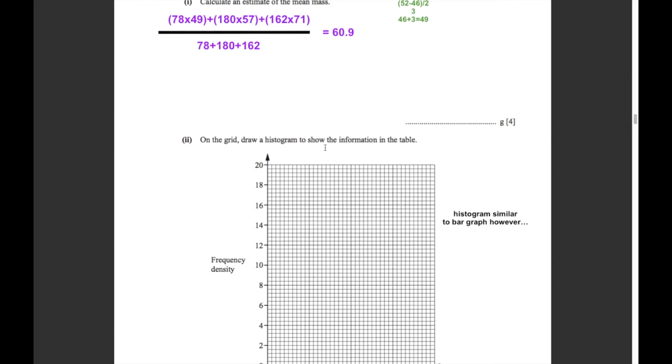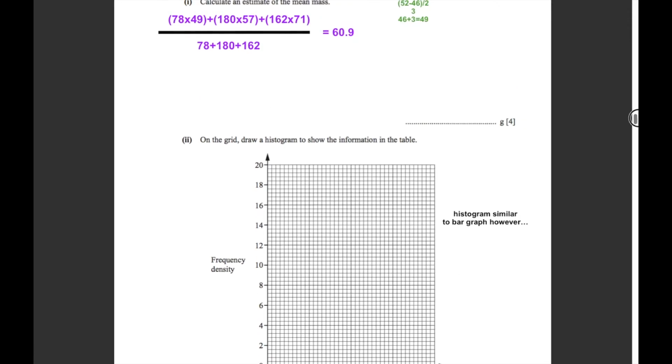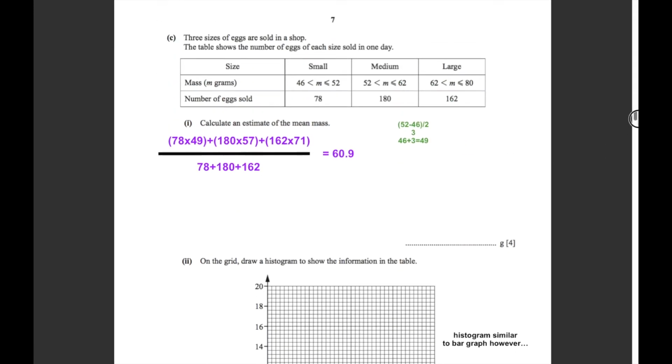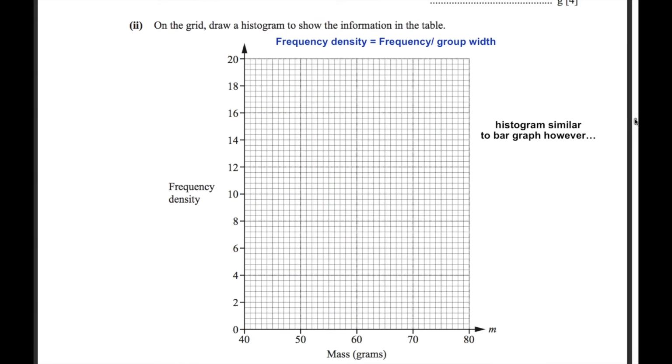Okay, so on the grid, draw a histogram to show the information in the table. So histograms are similar to bar graphs, however, there isn't any space between them, and they involve, of course, the frequency density. So let's check this out. We have the x-axis, which is the mass, and then the frequency density, which is here. Now, they didn't give us the frequency density. That's something that we have to find.